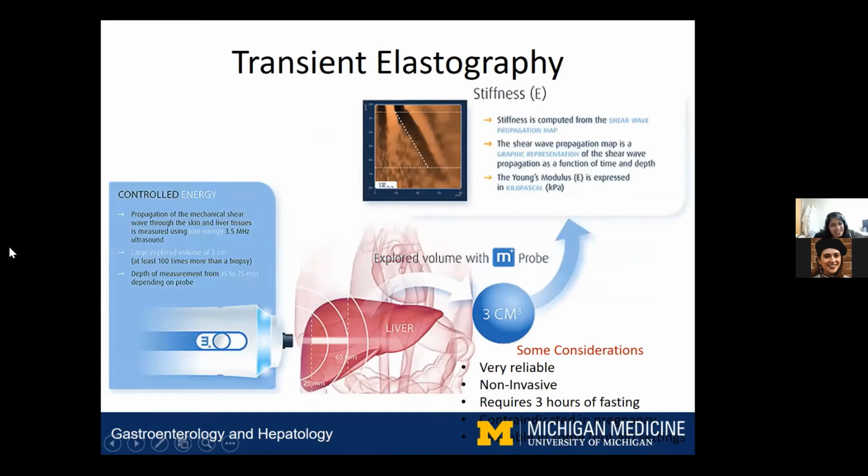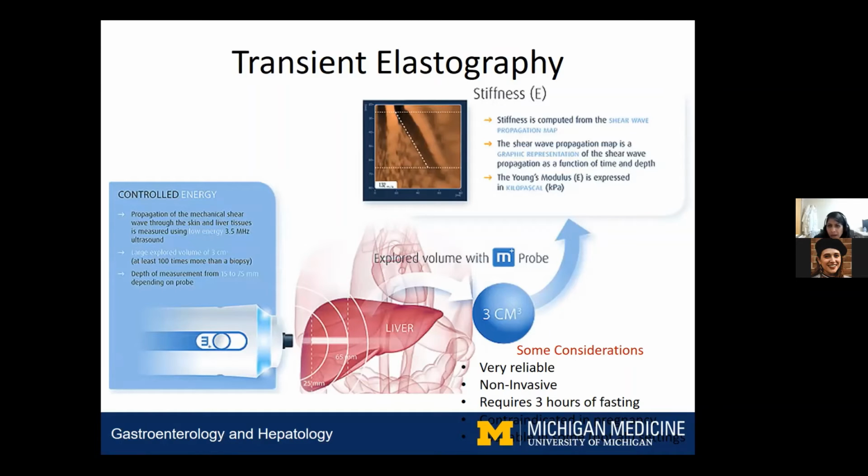This is a test that uses a propagation of mechanical shear waves from the skin on the right side of the abdomen. It goes through the skin, hits the liver, and comes back to the probe to measure how stiff the liver is. And we typically want to get several measurements that are in a good range, and the machine kind of helps you with some of that. It does require some human interpretation as well to know that you have a good quality study.